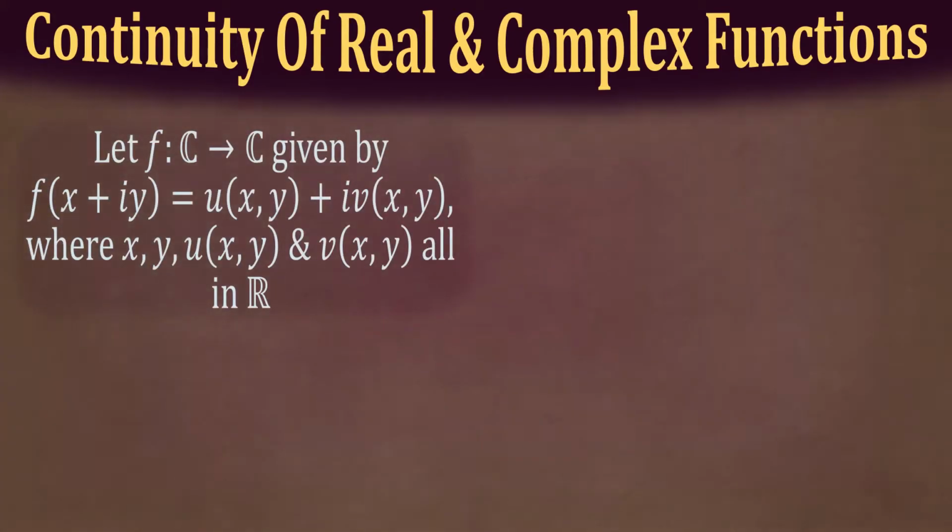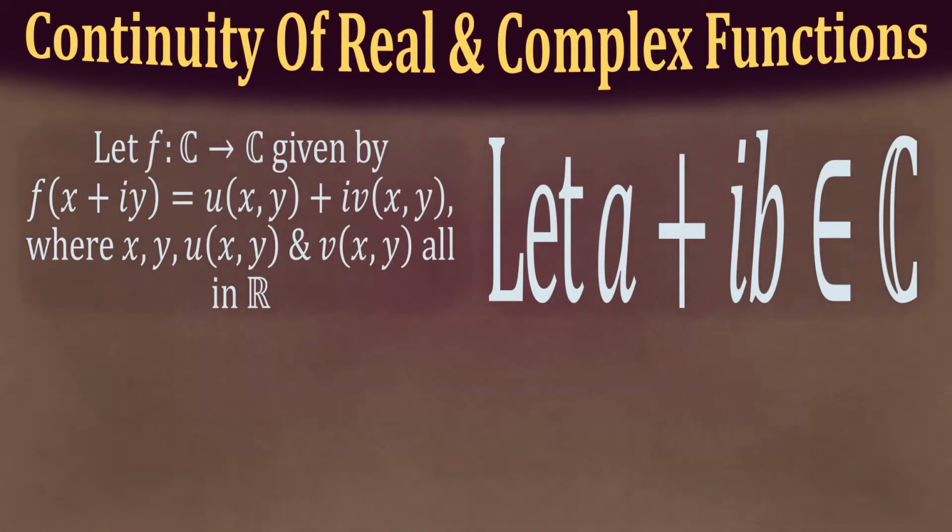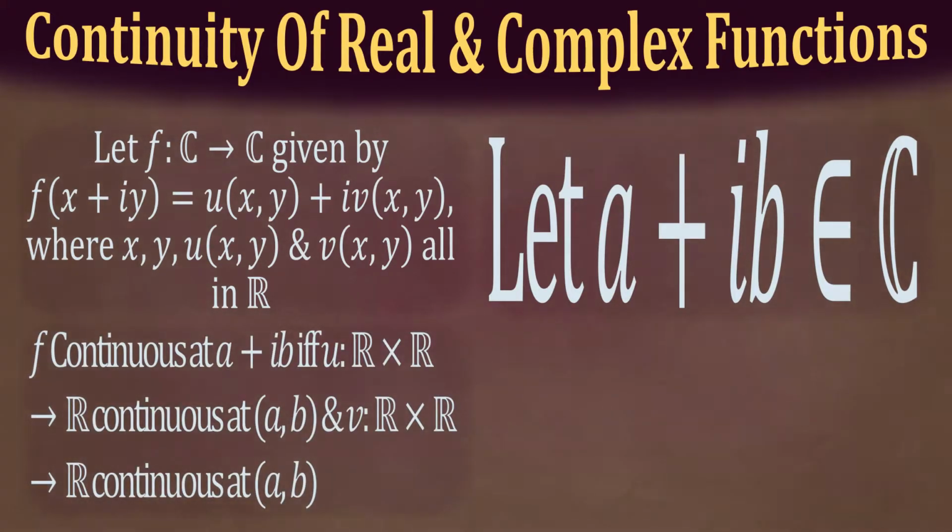Hence, let's describe how the continuity of real and complex functions relate. Let f from the complex numbers to the complex numbers be given by f(x + iy) equal to u(x, y) + iv(x, y), where x, y, u(x, y), and v(x, y) are all real numbers. Let a + ib be a complex number. Then f is continuous at a + ib if and only if u from R cross R to R is continuous at (a, b), and v from R cross R to R is continuous at (a, b) as well.